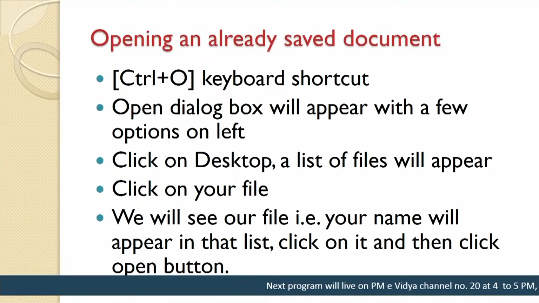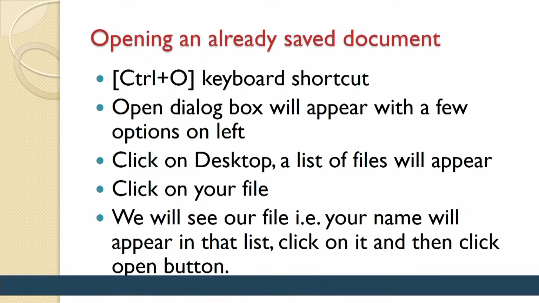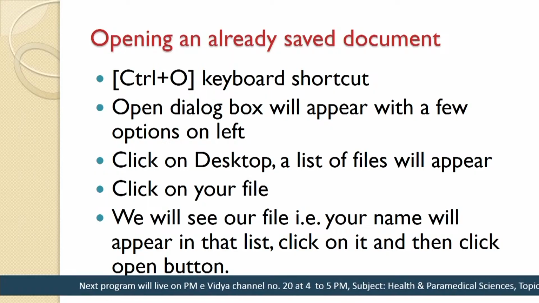So let's understand how to open an already saved document. Here you press Ctrl O simultaneously as a keyboard shortcut. A dialog box will appear with a few options on the left. Here click on Desktop. The list of files will appear, and click on the file you want to open. It may be the file you saved with your name, or it may be another file. Right click on it and click the Open button.